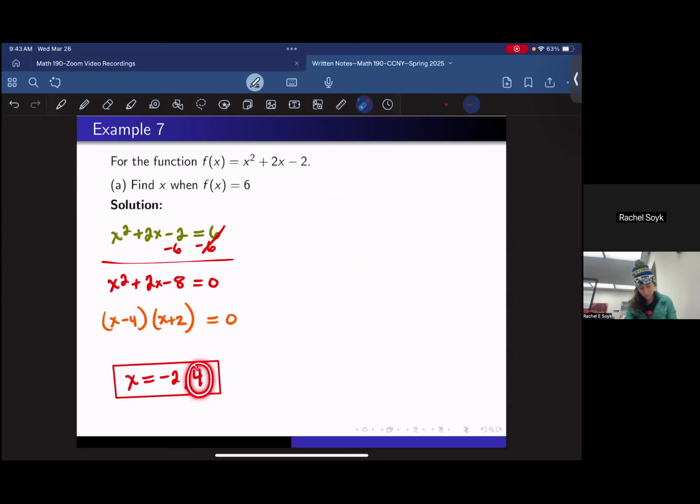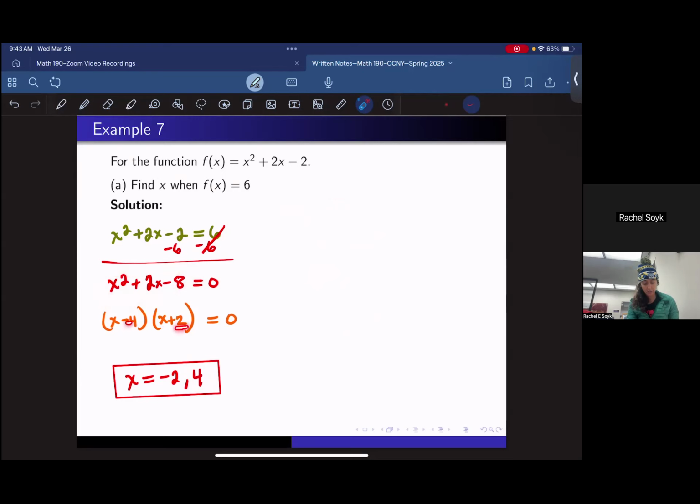Let's try 4. 4 squared is 16. 2 times 4 is 8 minus 2. So we have 24, and 24 minus 2 gives you 22. Why isn't this working? Did I do something wrong? Yes, I did. I factored it incorrectly, right?